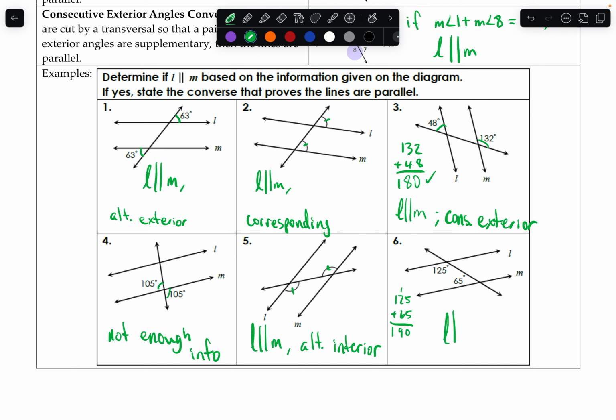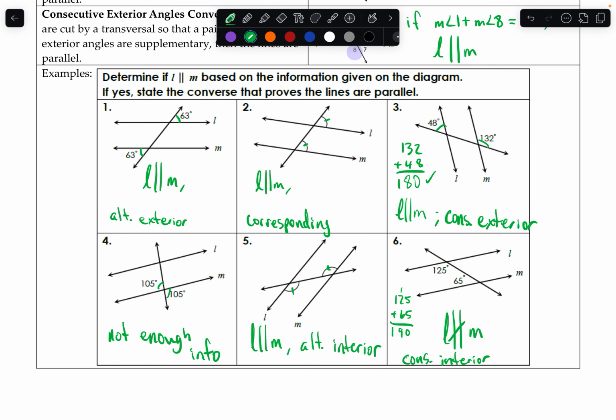So what we're going to say is L is not, look, all we got to do is put a little slash through that parallel symbol, is not parallel to M. And this is actually something that we can prove is not parallel. So on number 4, I was like, there's not enough info. On this one, there is enough info to prove that these are not parallel because those are not supplementary. They are not parallel. And that relationship is the consecutive interior converse.